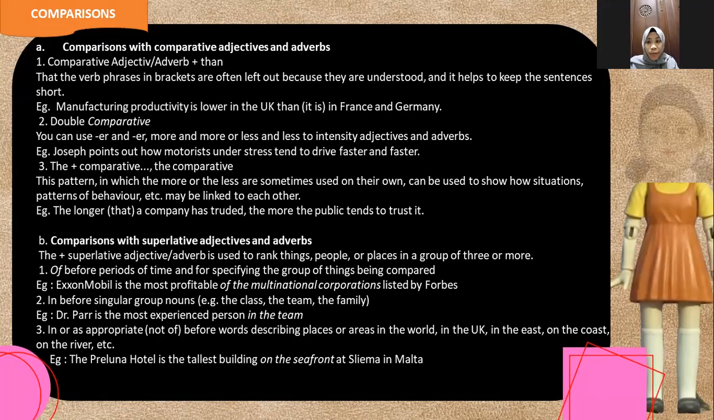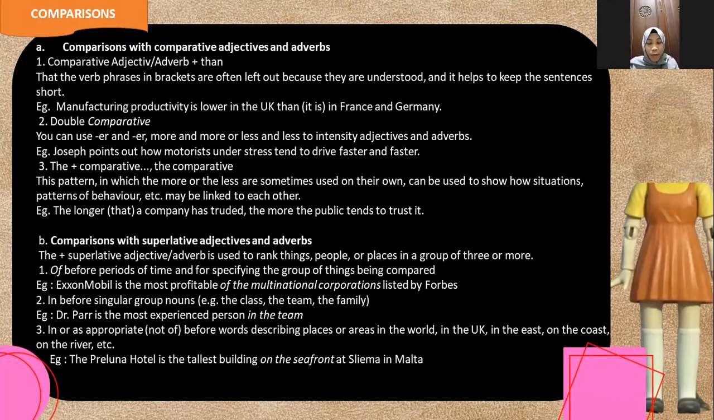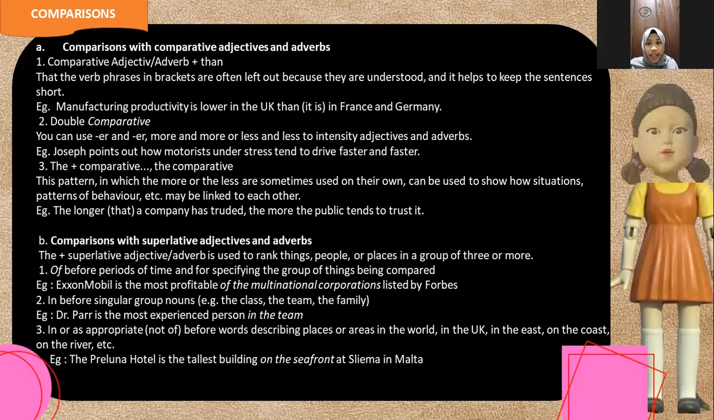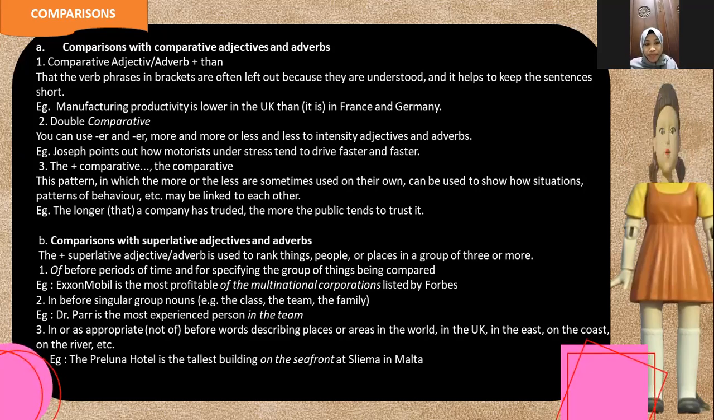Comparison with comparative adjective and adverb. Number 1, comparative adjective or adverb plus than. The verb phrase in brackets is often left out because it is understood, and it helps to keep the sentence short. Example, manufacturing productivity is lower in the UK than it is in France and Germany.